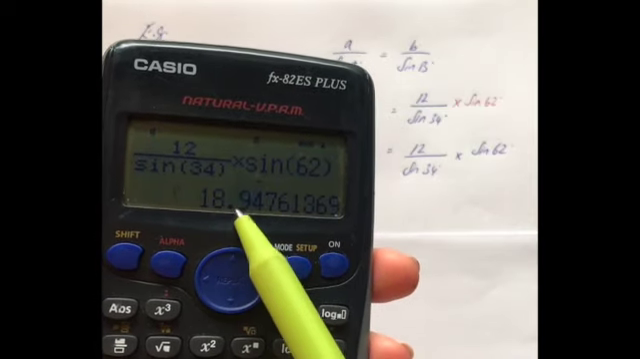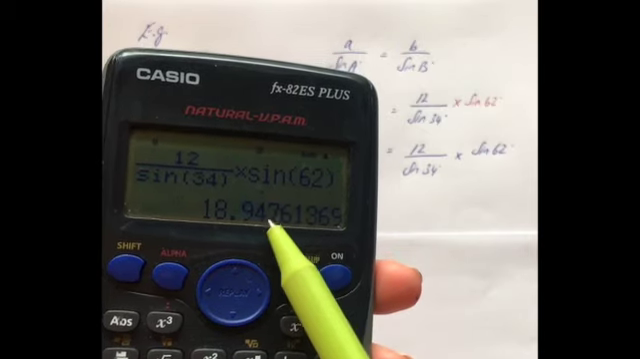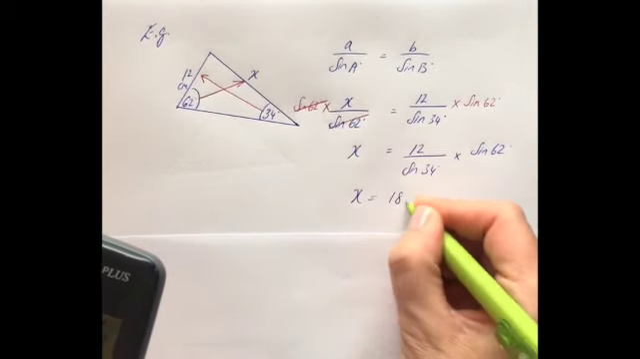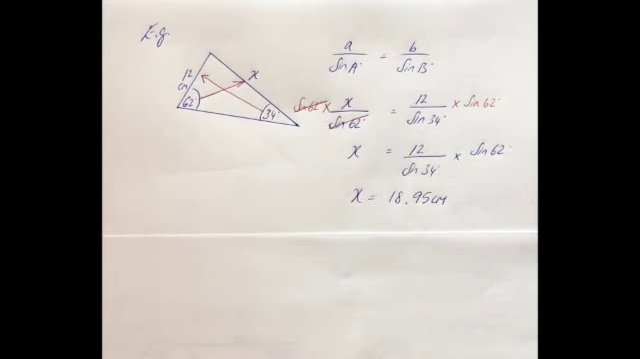Well, that would be 18.94, but remember you've always got to look at the number after, which is a 7. 7 is going to bump up that 4, of course, to a 5. So 18.95, and don't forget it's centimeters. That's the length of side x.